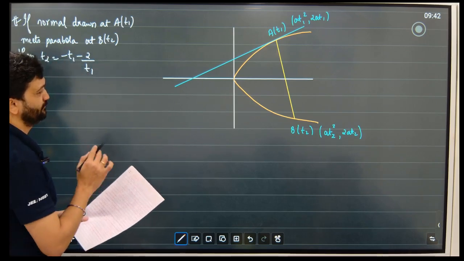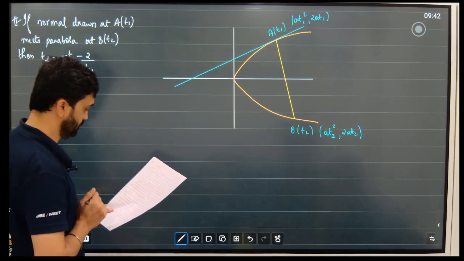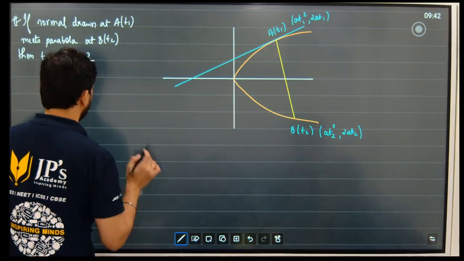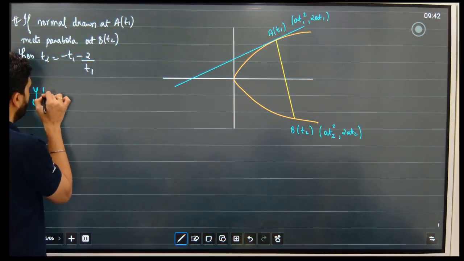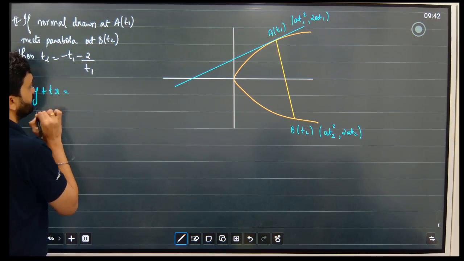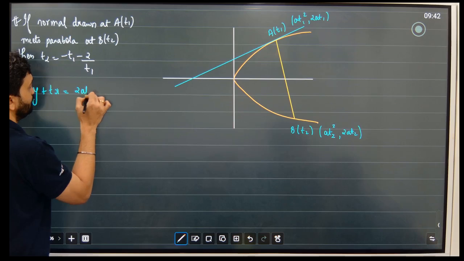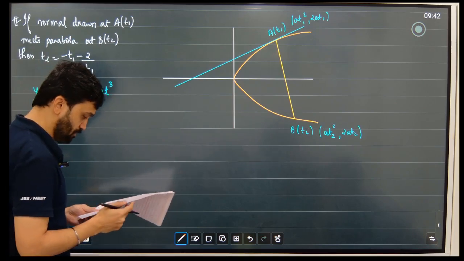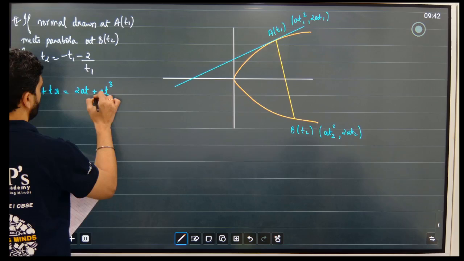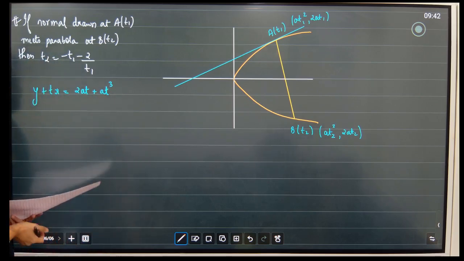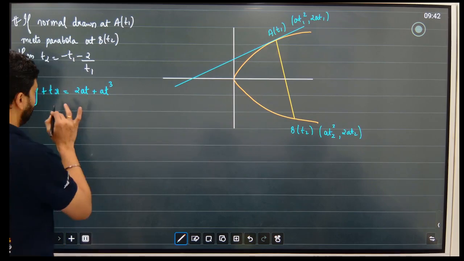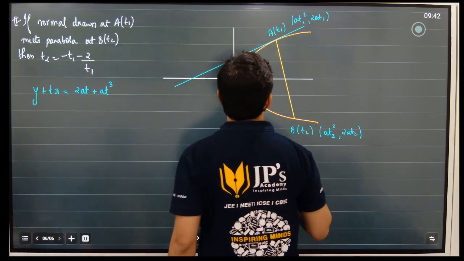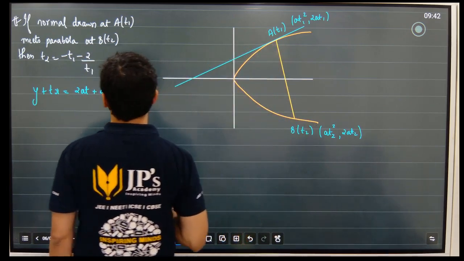Now, obviously the normal is perpendicular, because a normal is drawn. I know that the equation of this normal drawn is y plus tx is equal to 2at plus at cube. Now this is the equation of the normal. Okay, this is the equation of normal.